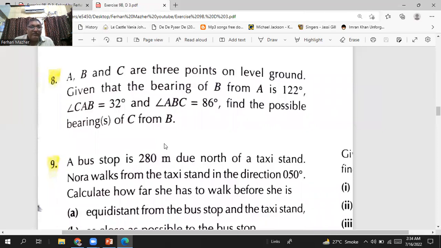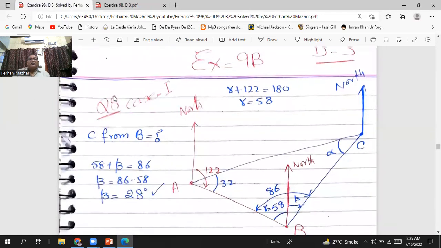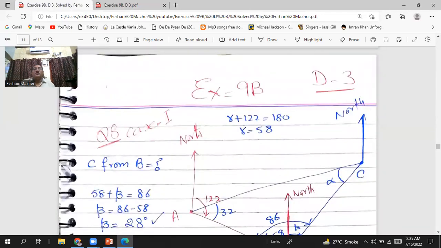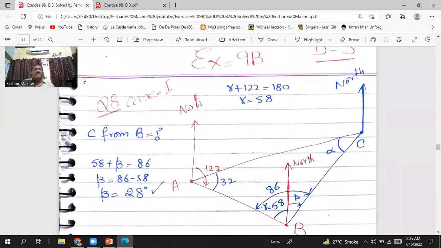Okay, so question number 8. A, B, and C are 3 points on the level ground given that the bearing of the B from A is 122 degree and the CAB angle is 32 and the ABC angle is 86. Find the possible bearings of the C from the B. Okay, so in this question again, we can make two cases.